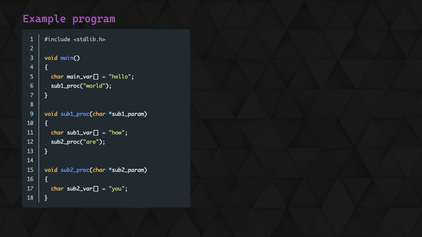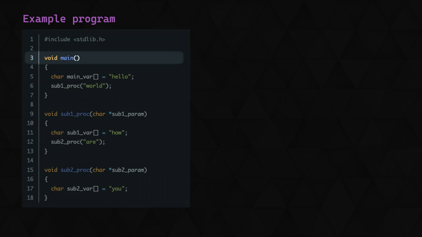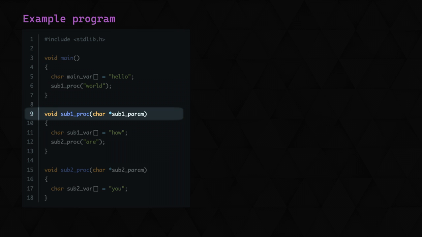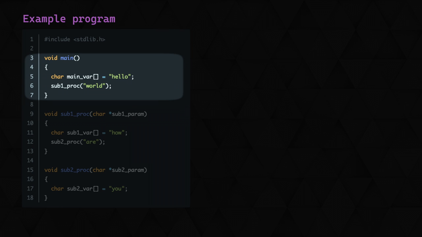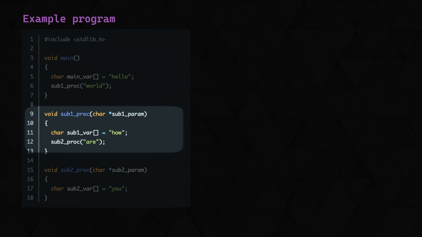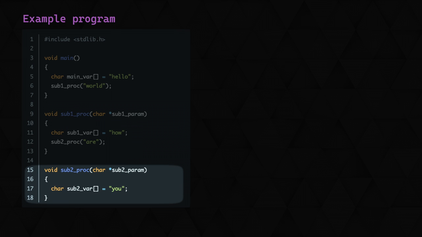Here's a simple piece of C code containing three procedures: main, sub1 proc, and sub2 proc. In the main function, we simply declare a local variable with a value of hello, and then call sub1 proc with world as the only parameter. Within sub1 proc, we declare a local variable with a value of how, before calling sub2 proc with r as the only parameter. Finally, within sub2 proc, we declare a variable with a value of u.